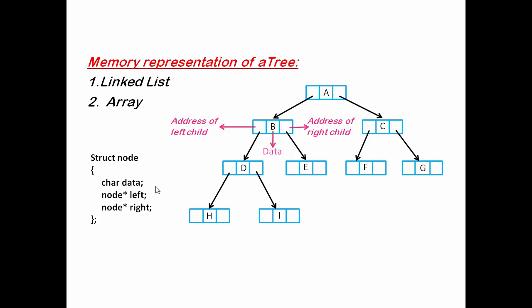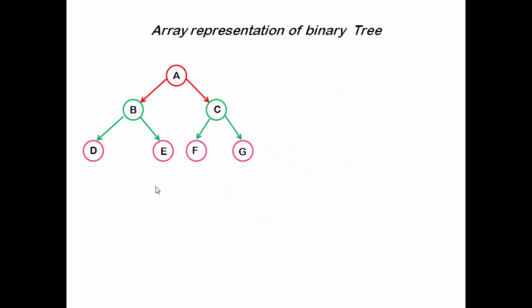Next, we will learn how to store tree elements using array. Array is mainly used to store a complete binary tree. Here we draw a complete binary tree. Now we store the elements of the tree to an array. First, I'm going to number the nodes. Root as 0, left child is 1, right child is 2. We're numbering the nodes from left to right, 3, 4, 5 and 6.